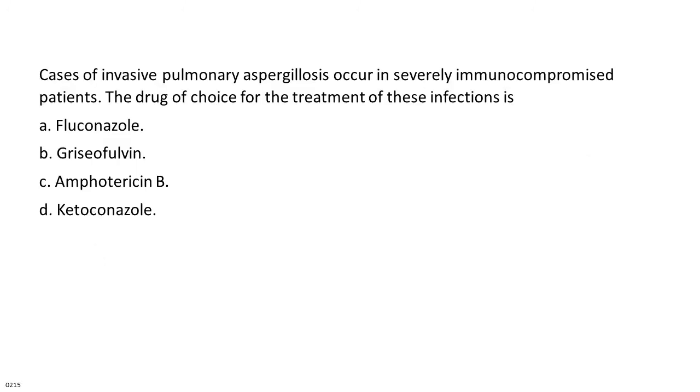Cases of invasive pulmonary aspergillosis occur in severely immunocompromised patients. The drug of choice for the treatment of these infections is A. Fluconazole, B. Griseofulvin, C. Amphotericin B, D. Ketoconazole.